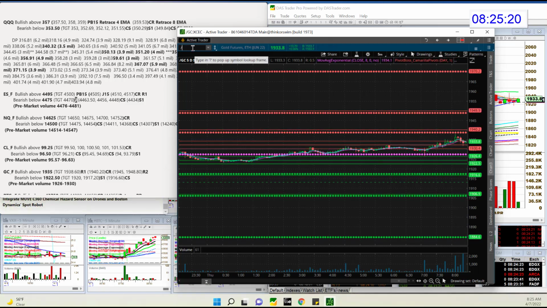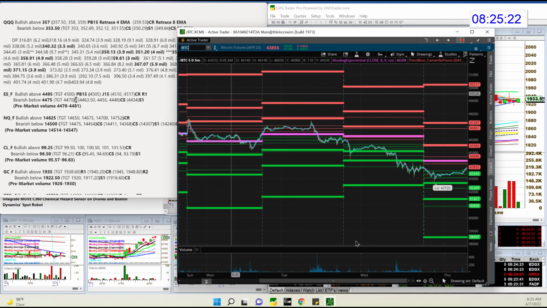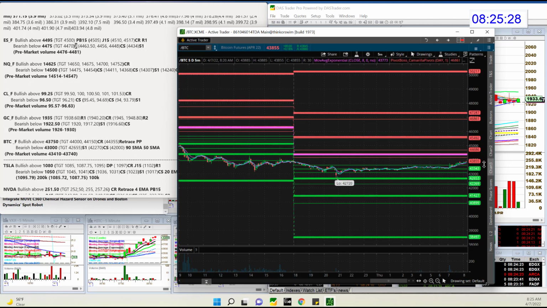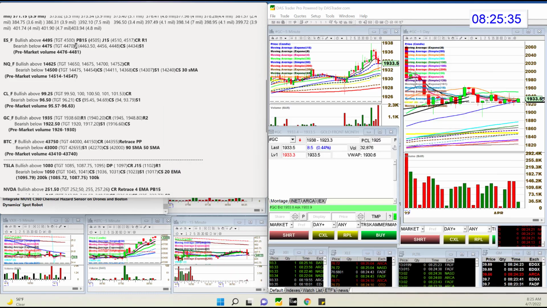Let's check out Bitcoin futures. We've certainly been getting a lot of prints on GLD. Bitcoin futures, we're going to be bullish above 43,750. We've just triggered that. And bear below 43,000.